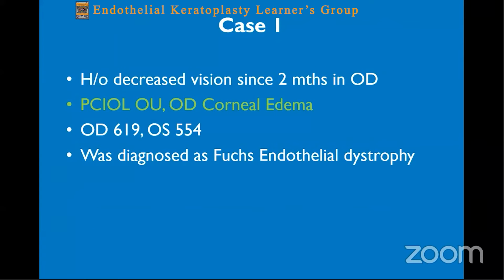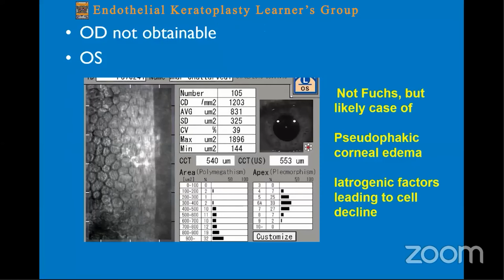Let's see one example. This is a patient who has a history of decreased vision since 2 months in the right eye. The patient is pseudophakic in both eyes, and the right eye has corneal edema. The right eye pachymetry is 619 microns and the left eye is 554. This patient was diagnosed and labeled as Fuchs endothelial dystrophy. Now, when we look at the specular imaging, the right eye is not obtainable because obviously there's a corneal edema. The left eye shows a picture like this.